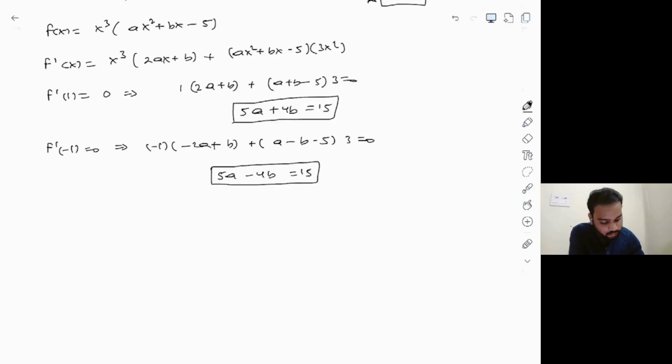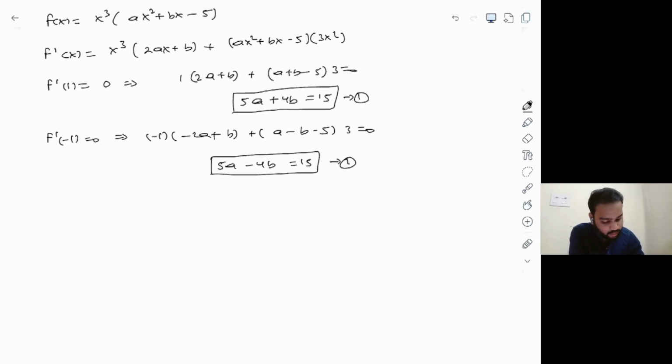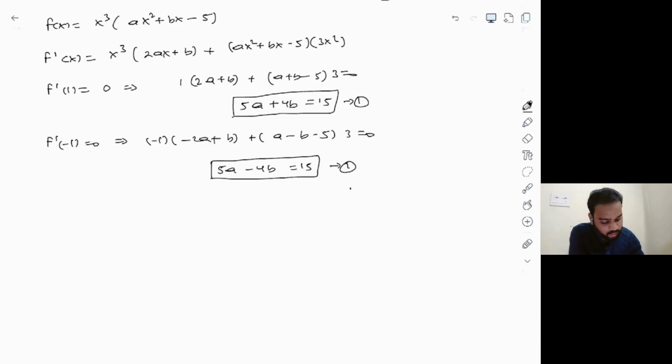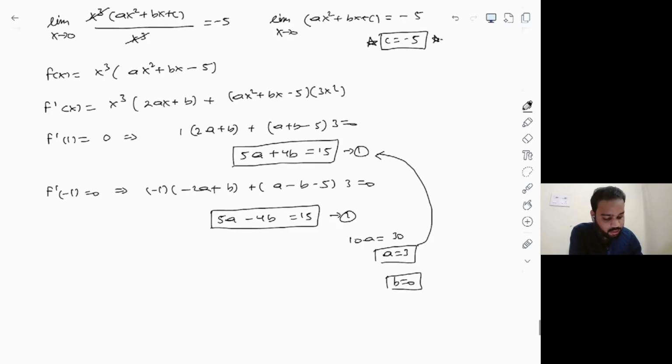So you have two equations with you, equation number one and equation number two. Directly you can add both of them, right? If you add both of them, you're going to get 10a = 30, which implies a = 3. And if you input a = 3 in any one of the equations, you're going to get the value of b here. So if you put a = 3, I think you get b = 0, right? So you have all the values of a, b, c here.